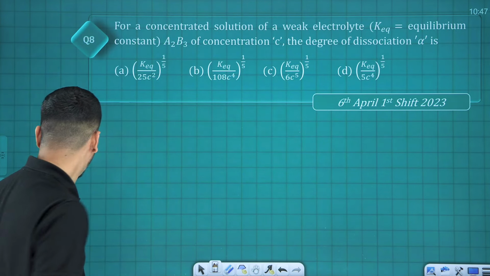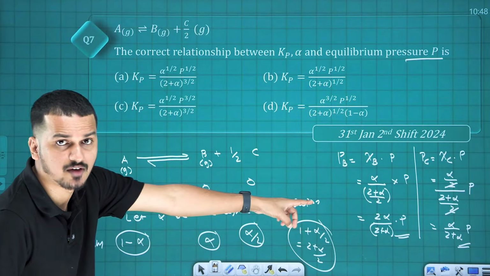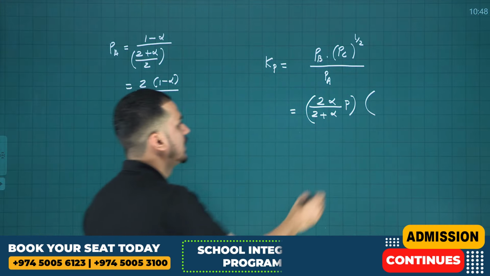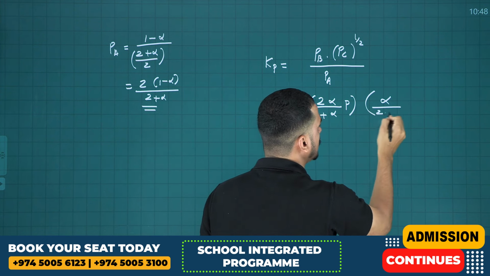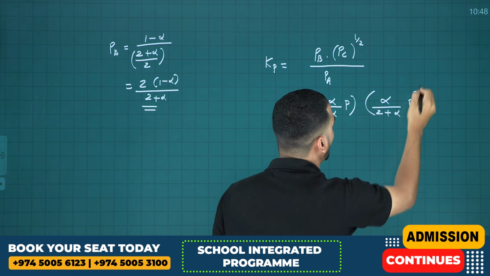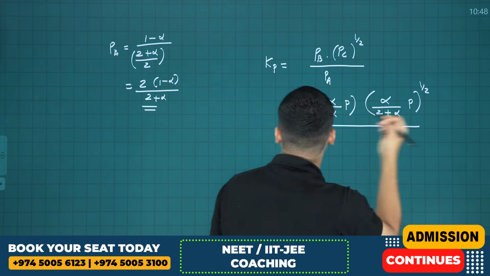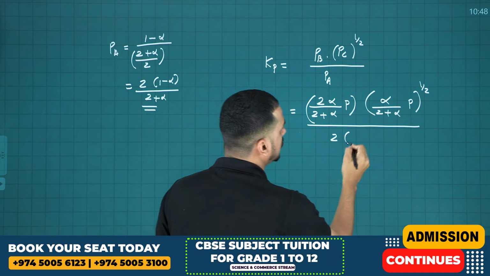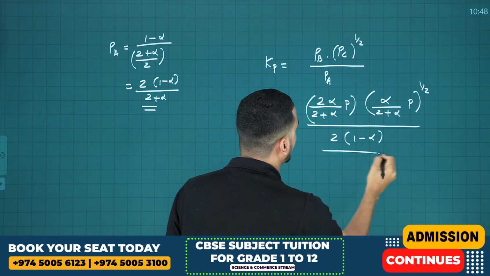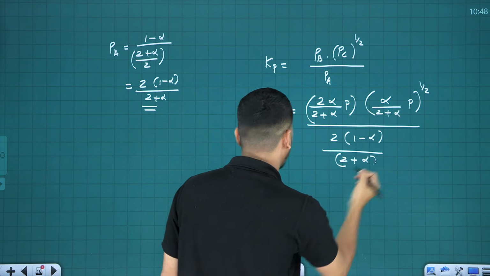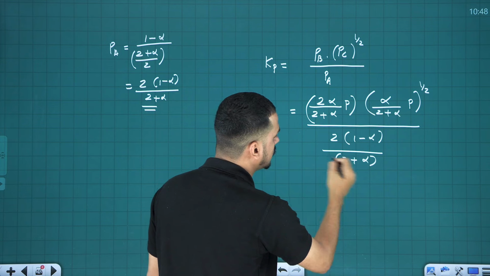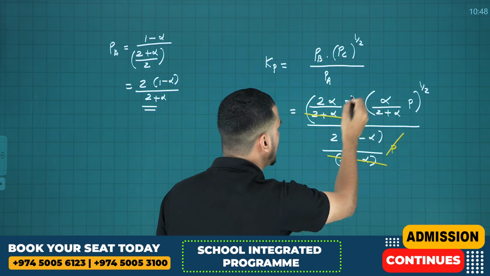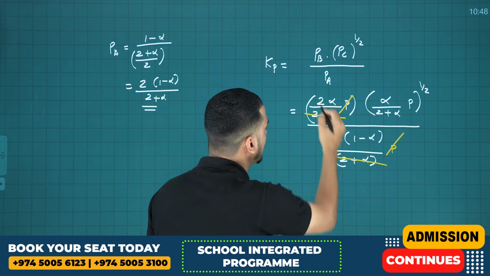And the partial pressure of C, that also we found. Here we already have the value: alpha divided by 2 plus alpha into P, all raised to 1 by 2, all divided by the partial pressure of A, which we already found here: 2 into 1 minus alpha divided by 2 plus alpha. I can cancel the 2 plus alpha values. That P I can cancel, and the 2 I can cancel.